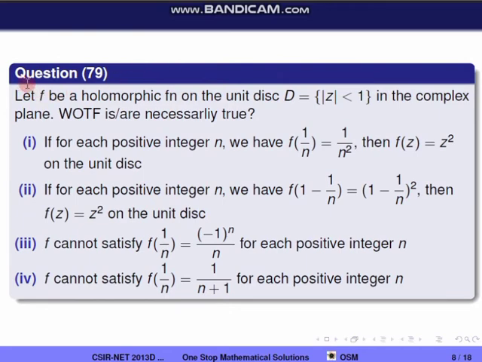Next question, question 79. Let f be a holomorphic function on the unit disk D is equal to mod z less than 1 in the complex plane. Which of the following is or are necessarily true? So they are given a function f here. We have to find which of the options is true. So what we are going to do is first of all find the limit point of the argument given for f, and if the limit point belongs to the unit disk D, then we'll replace this argument by z. So we'll check the options one by one.